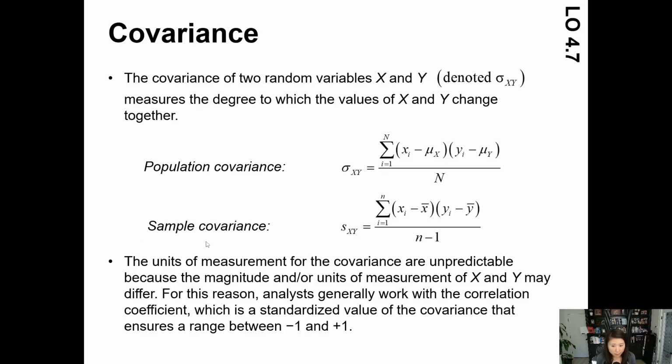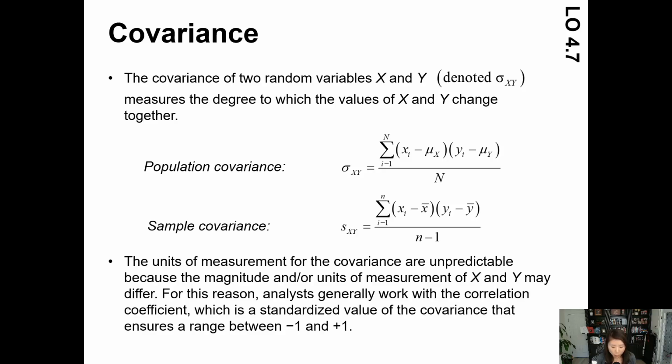For the covariance, it can be any real number, negative or positive. There is no lower limit or upper limit. Therefore, when you look at the covariance, you can only understand whether the relationship is positive or negative.